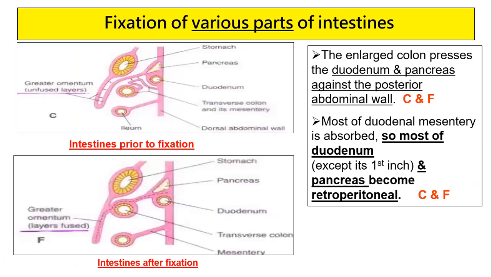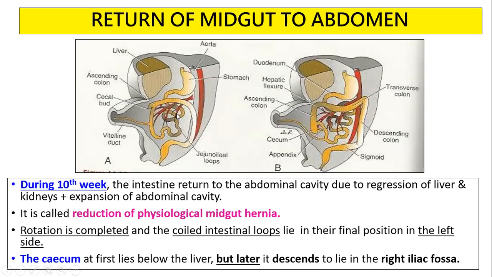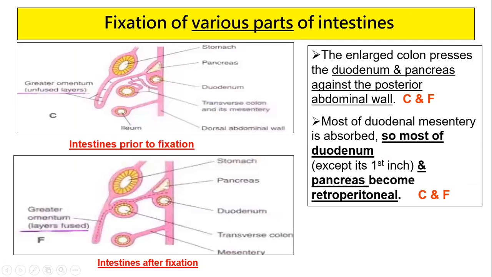Now coming to the fixation of the various parts of the intestine, as we have seen, initially they will be in different positions, then they will get fixed into their proper positions. The enlarged colon presses the duodenum and pancreas against the posterior abdominal wall. The duodenum and the pancreas lose their peritoneal coverings and become retroperitoneal. Most of the duodenal mesentery is absorbed.